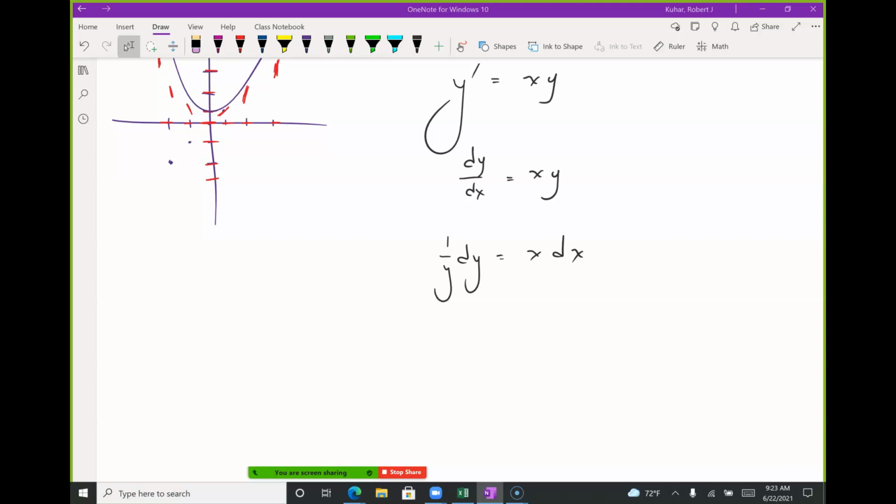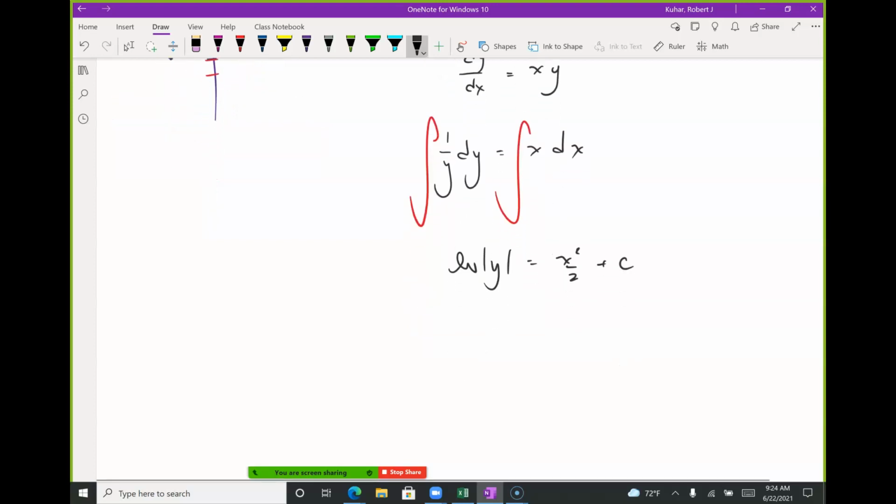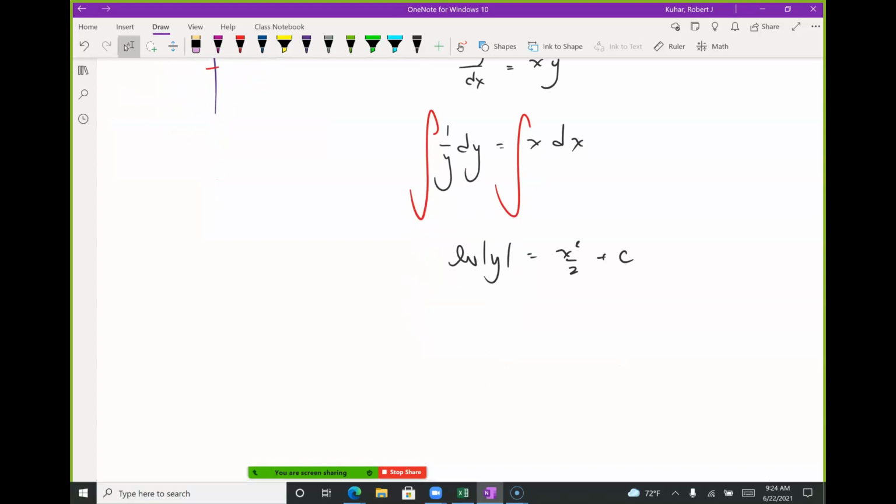Thank you. So now we're going to integrate. Right? We're going to integrate. And so what do I get? I get ln of absolute value of y equals x squared over 2 plus c. I want to get rid of this ln of y, right? So I'm going to raise both sides base e. So I get absolute value of y equals e to the x squared over 2 plus c.